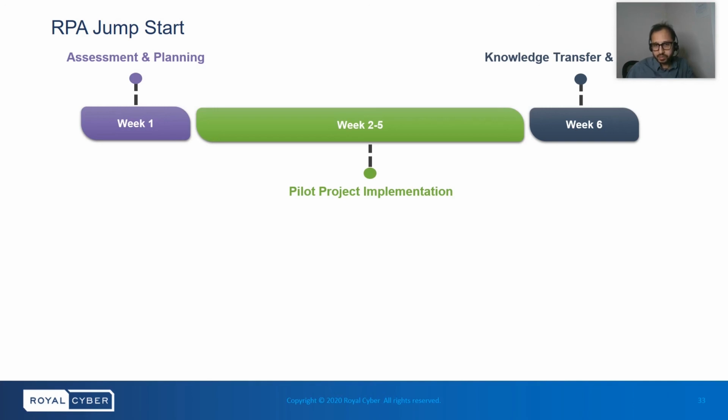What we do is we pick a single process for automation with the help of our customer and develop an RPA automation for it. These are the three phases of such a jump start. This can show the potential of RPA and Royal Cyber, as well as help customers see internally what they may need to have for an organization-wide center of excellence to drive an RPA program within their organization.